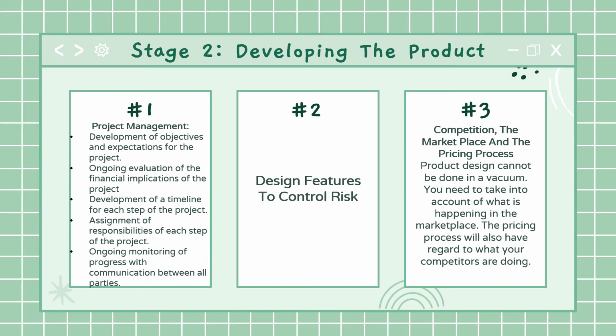The second one is design features to control risk. Some resources may mitigate risk and enable products to be offered that would otherwise be too risky for the provider, and the provider can also control the risk it accepts by careful product design. The third one is competition, the marketplace, and the pricing process. Product design cannot be done in a vacuum. You need to take into account what is happening in the marketplace. The pricing process will also have regard to what your competitors are doing.